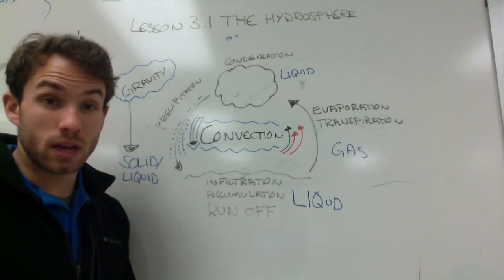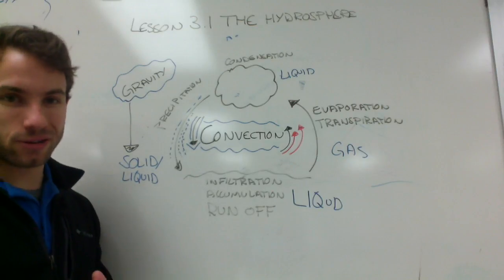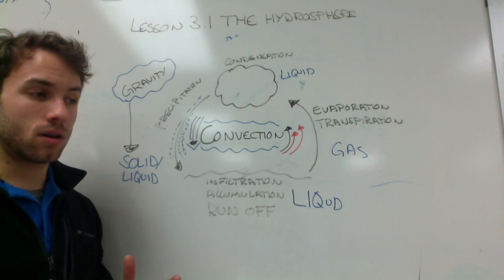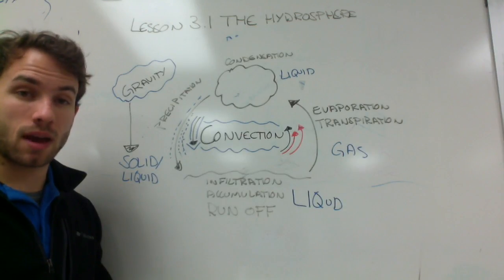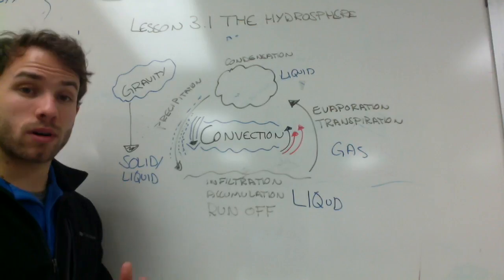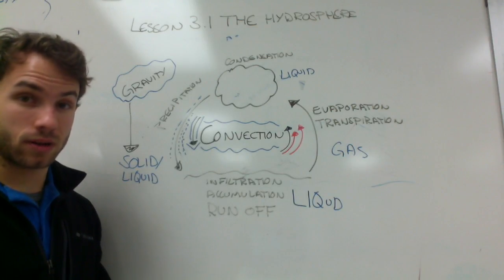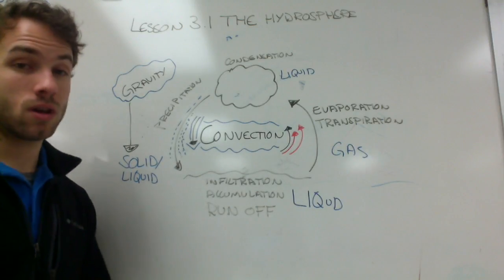Good morning. Today we're going to introduce our new unit, which is Unit 3, and it's all about the hydrosphere. The hydrosphere is going to be all the places where there's water on the planet. One of the big themes in this unit is where is water, how is it getting there, and why is it getting there. So the first thing that we're going to talk about is the water cycle.